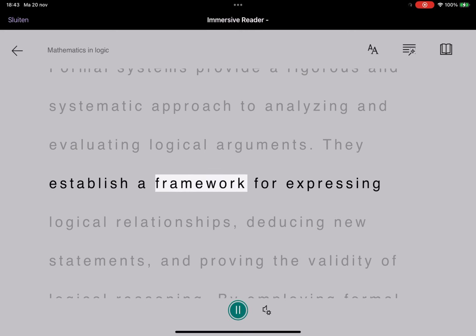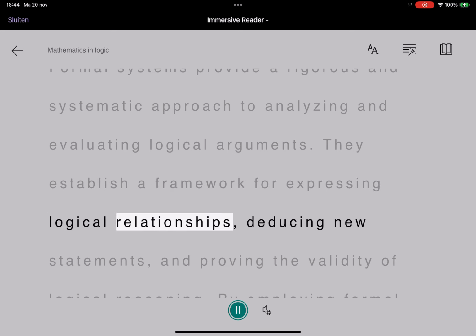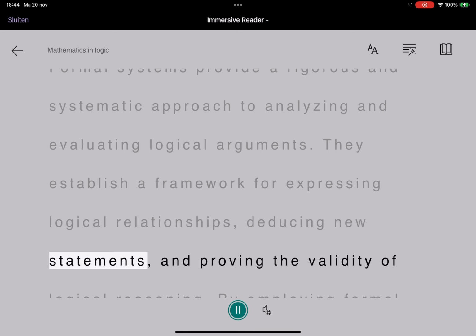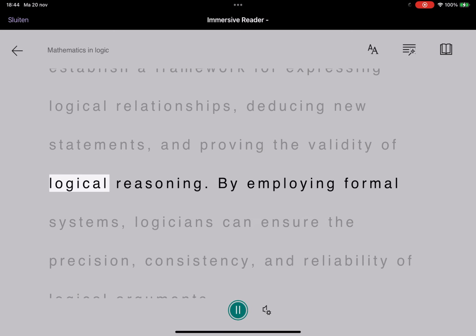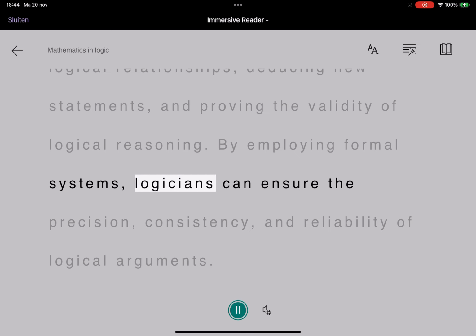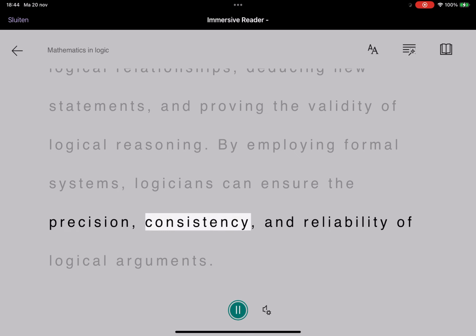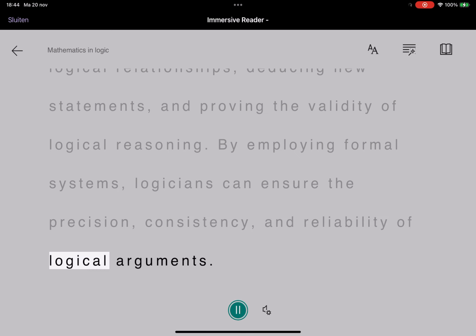They establish a framework for expressing logical relationships, deducing new statements, and proving the validity of logical reasoning. By employing formal systems, logicians can ensure the precision, consistency, and reliability of logical arguments.